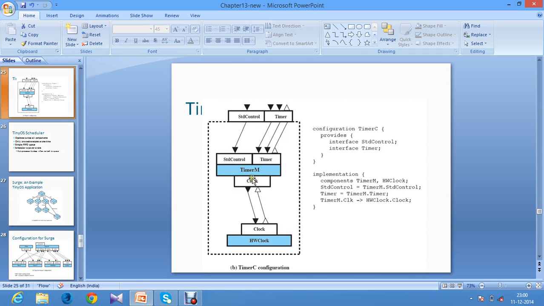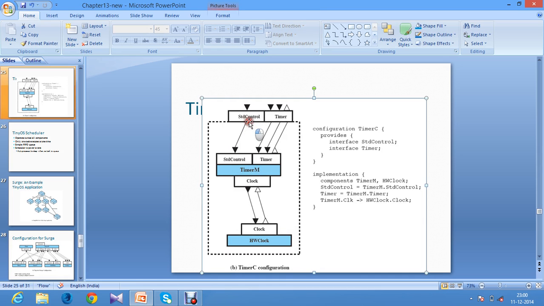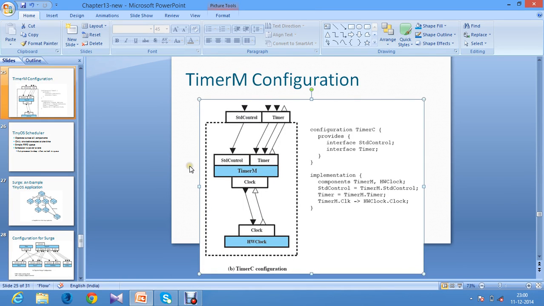This is the TimerM configuration. Components are organized into configurations by wiring them together at their interfaces and equating the interfaces of the configuration with some of the interfaces of the components. A simple example is shown in the figure.